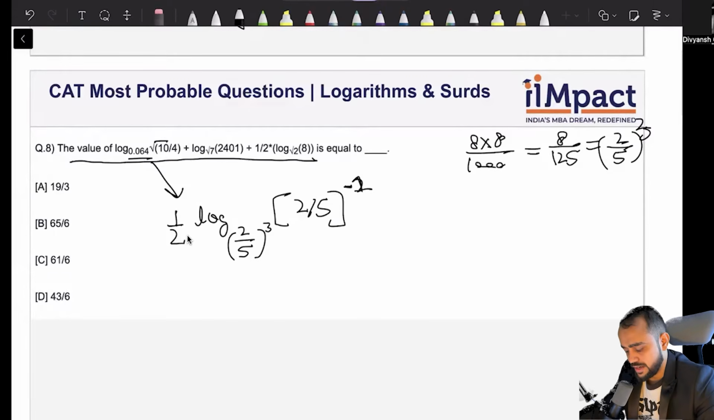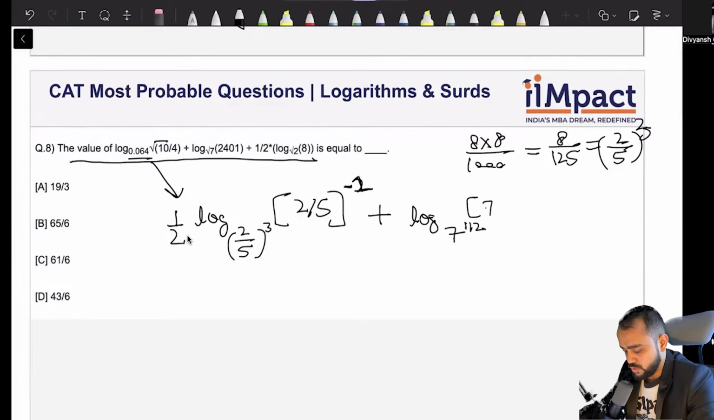So actually, minus 1. 10 by 4 is 5 by 2, so the invert is 2 by 5. So I can write it like this. The second term is log of 7. It is 7 to the power 1 by 2, and inside you will have 2401, which is going to be 7 into 7 is 49, and 49 into 49 is 2401.